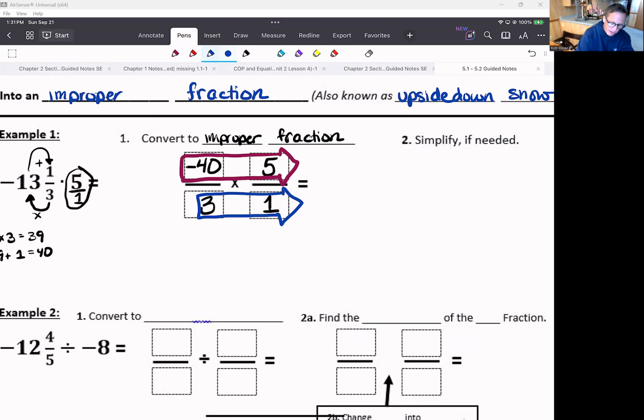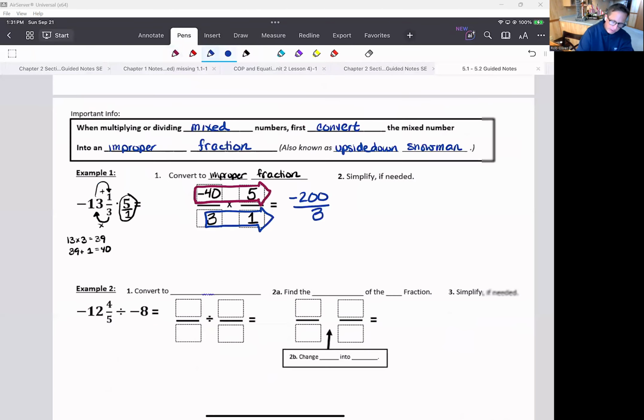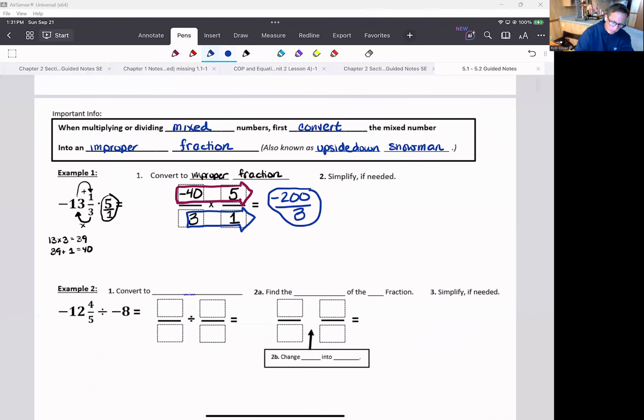All right, so we get negative 40 times 5. That's negative 200 over 3. We can just leave it that way. Negative 200 thirds, that's fine.